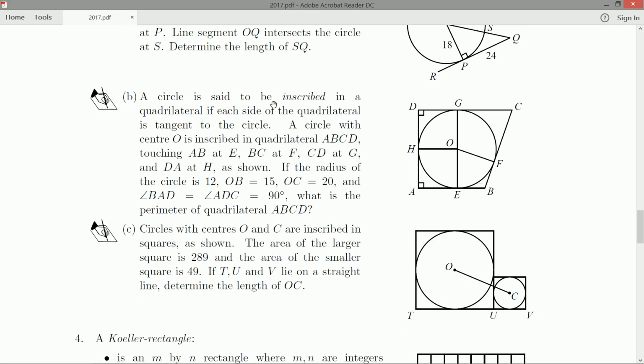B: a circle is said to be inscribed in a quadrilateral if each side of the quadrilateral is tangent to the circle. Another excellent, very nice definition. A circle with center O is inscribed in quadrilateral ABCD, touching at E, F, G, and H, as shown. If the radius of the circle is 12, OB is 15. We don't actually have OB written into the picture. OC is 20, and angle BAD is equal to angle ADC, which is equal to 90 degrees, so we've got 2 right angles here. What is the perimeter of quadrilateral ABCD?